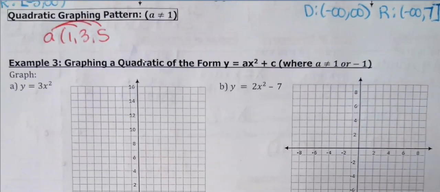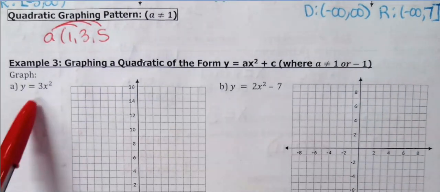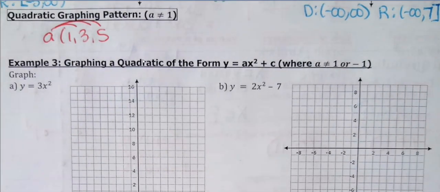All right, so see if you could tell me the vertex here. All I have is a number in front of the x squared. I don't have anything added or subtracted or anything like that. I have y equals 3x squared. Anybody know what the vertex would be? I have 3x squared. What would the very middle be? Yeah, you're not shifting left or right.